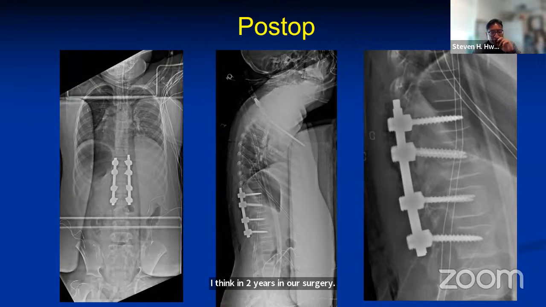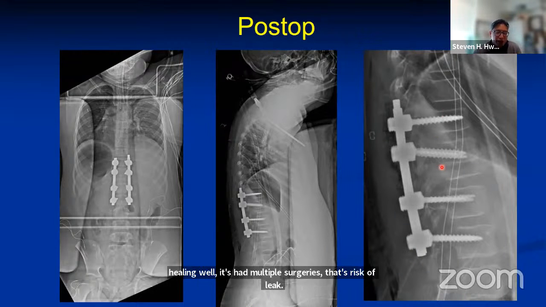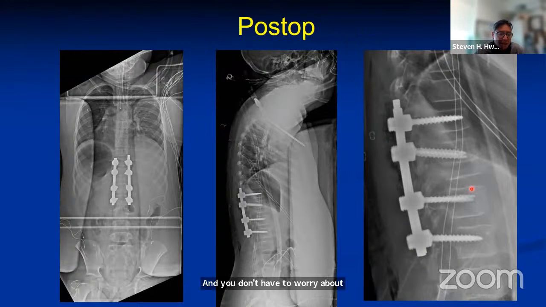Between where I was before and now, we've probably done 12 adults and kids. I think it can work great for both, especially myelo patients. In revision, this tends to be away from the scar tissue, so you're not going back into an area that's not healing well, that's had multiple surgeries. That's a risk of leak and wound issues, and you don't have to worry about the sagittal alignment as much because it's a fairly straight thoracolumbar junction.